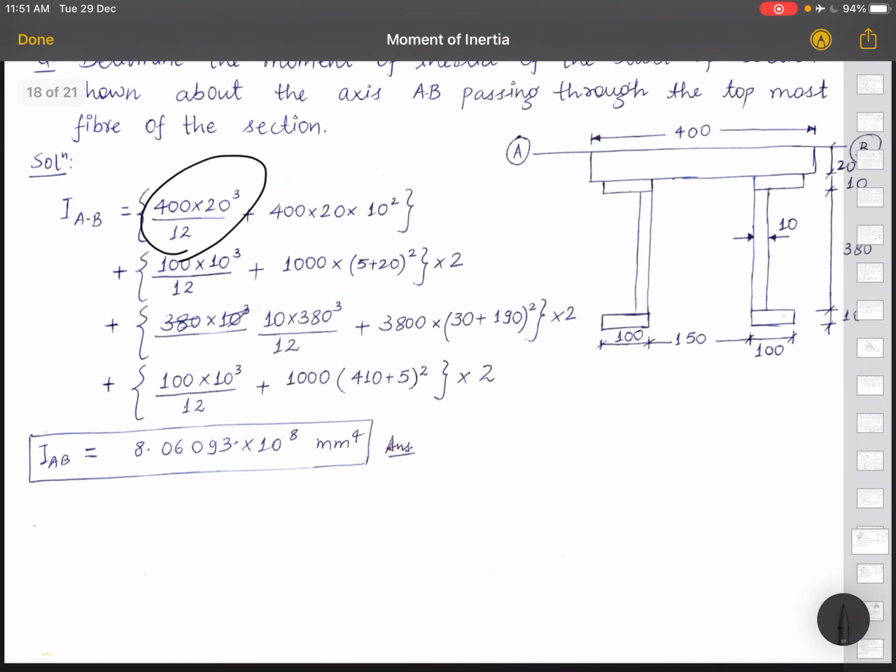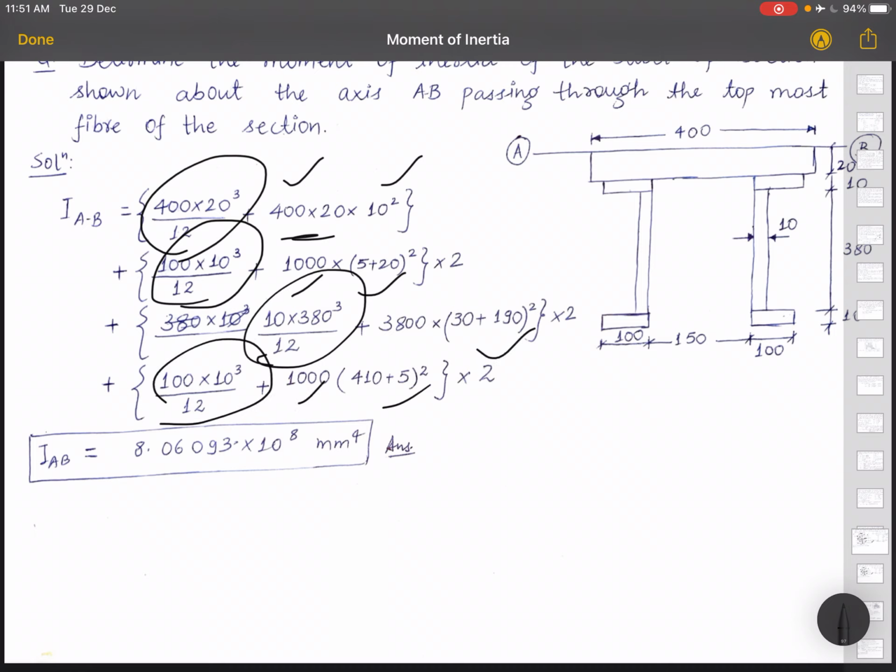Ixx. You can see Ixx is bd cube by 12 plus A into d square, that is, area into d square, for each part. The main problem you will be facing is calculating d.